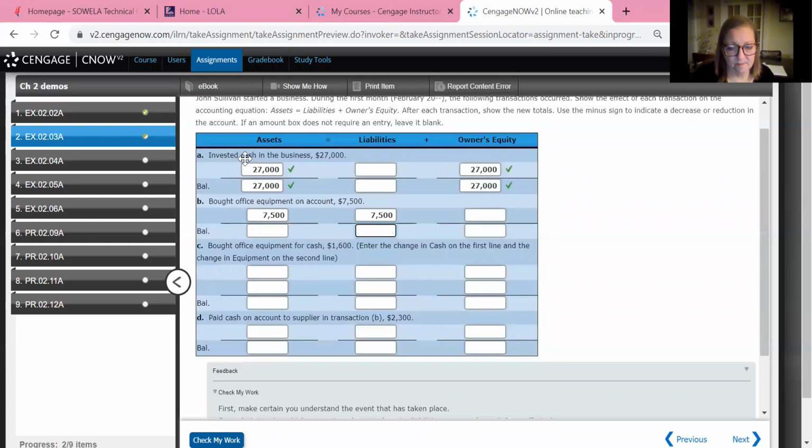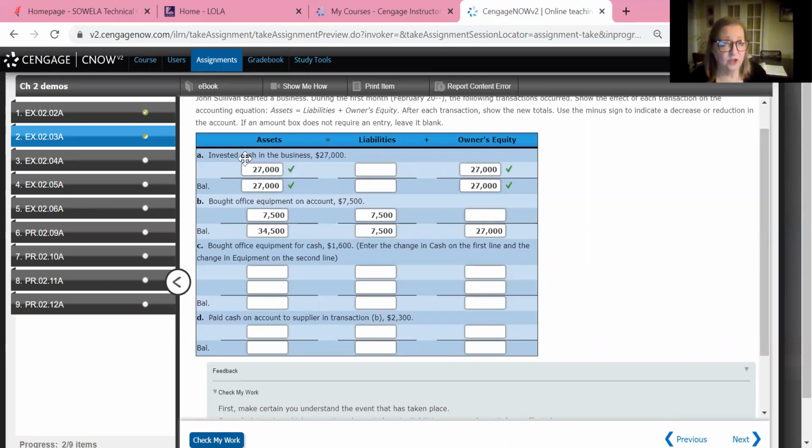We did not change the equity, so it's still 27,000. We did increase the assets, so it should be 34.5 now. I'm just going through and updating the total assets. At any point, if I look at the balance, the liabilities and equity should always still equal the asset accounts. So 27,000 and 7,500 brings me to 34,500.